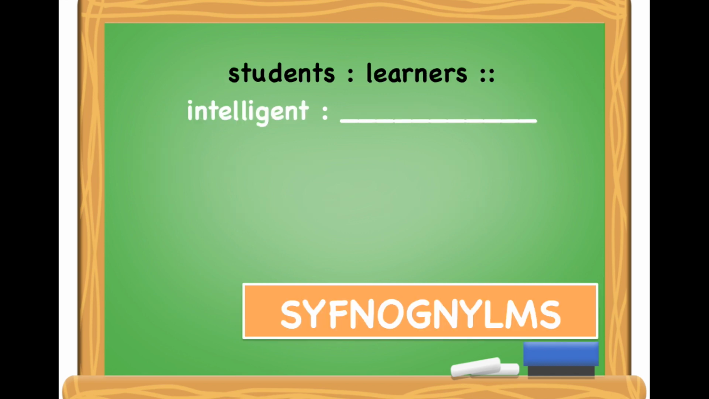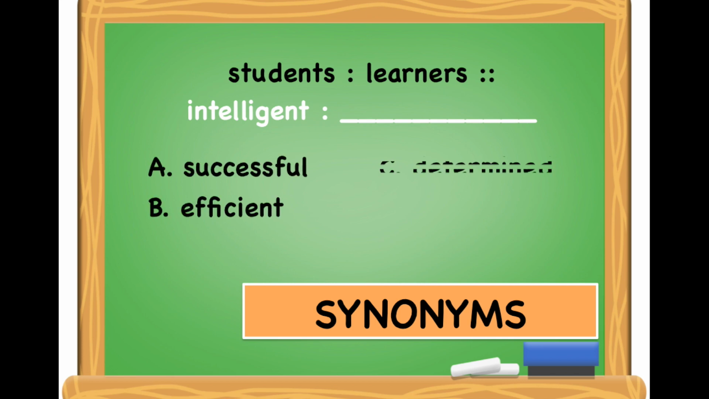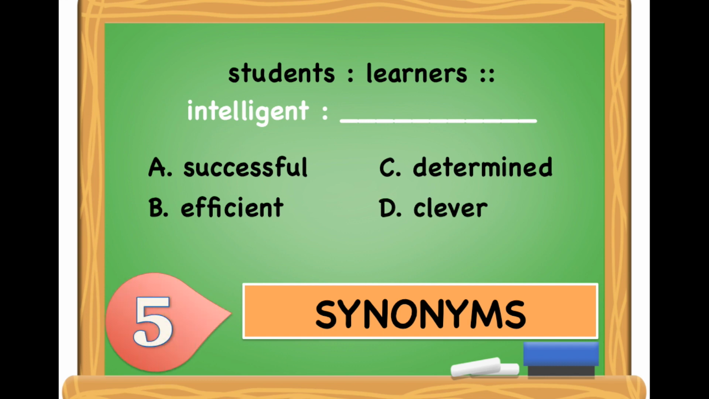For number 3, the analogy is students is to learners as intelligent is to A. Successful. B. Efficient. C. Determined. Or D. Clever. The right answer is D. Clever.